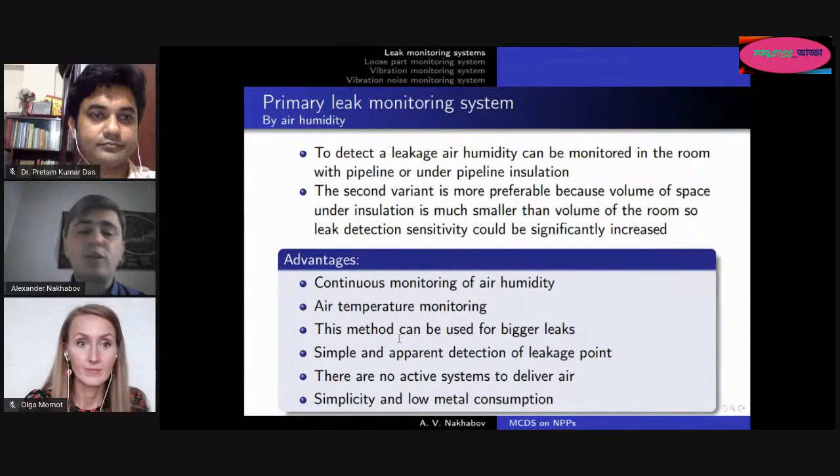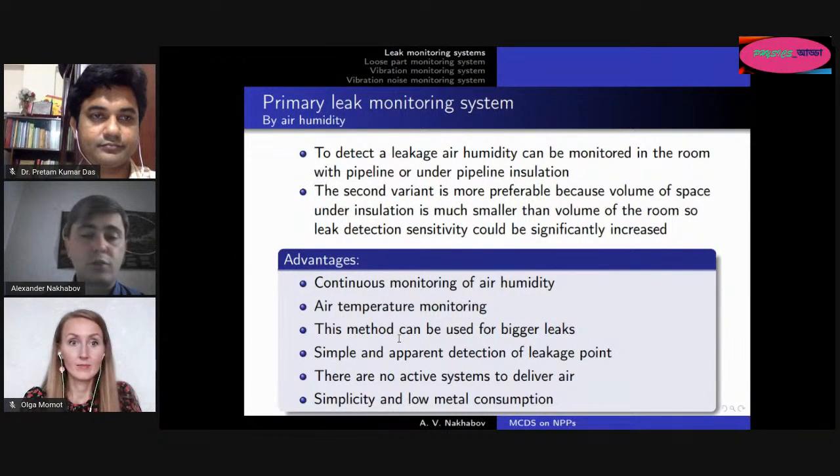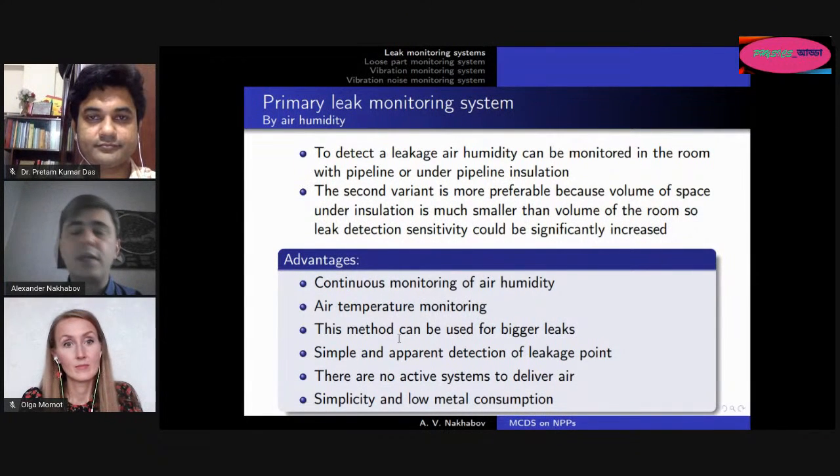By the way, size of leakage means not geometric dimensions of the crack, for example, in millimeters. It means size in flow rate. About leakage, we say this leakage is, I don't know, 10 liters per minute. So we talk about leakages in terms of flow rates.